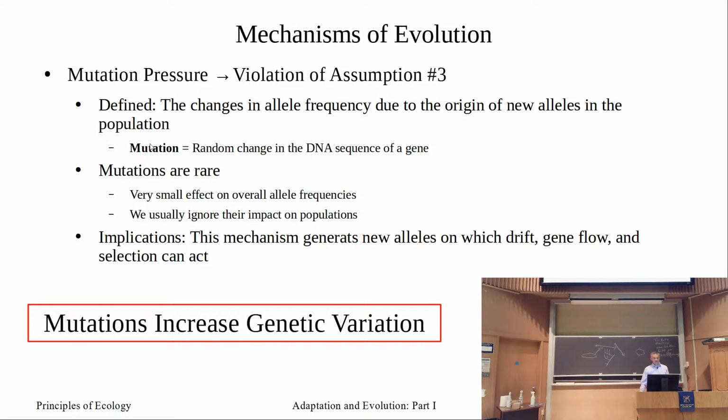And I think we already gave a definition for mutation, which is the random change in the DNA sequence of a gene. Now, mutations are rare. Because they're rare, they tend to have a very small effect on the overall allele frequencies, and we usually ignore their impact on the populations. But that's not to say that they don't play a role. Their role is to produce new alleles on which drift and gene flow and selection can act.